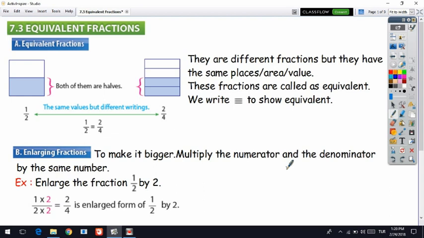First example, enlarge the fraction. Enlarging the fraction means multiplying the numerator and denominator by the same number. Our example is 1/2 by 2. First I multiply 1 by 2, then I multiply 2 by 2. As you can see, the result is here: 1 times 2 is 2, 2 times 2 is 4. So 2/4 is the enlarged form of 1/2 by 2.